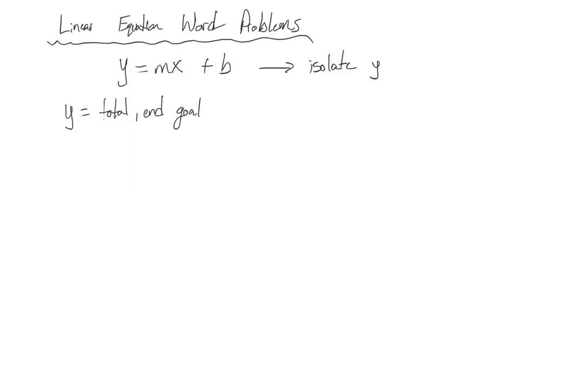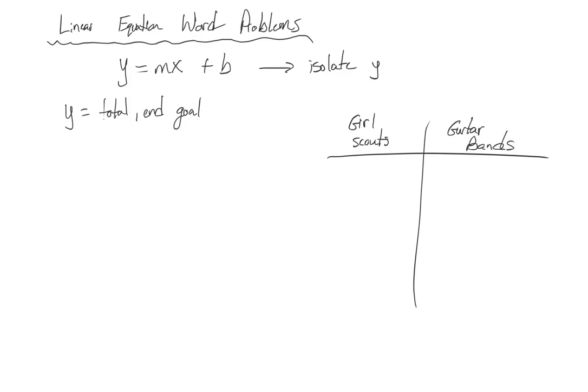All right. And you'll see two different examples of this. I like to call it Girl Scouts and guitar bands. You'll see what I mean. Next, x. X is usually the one that it's not going to give us a value for. X is going to be the thing we don't know. No value will be given.